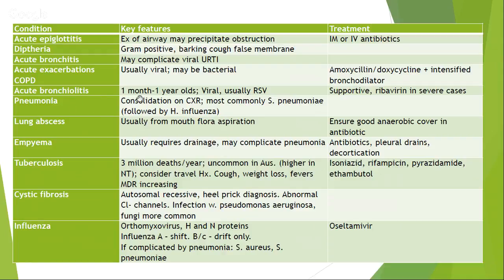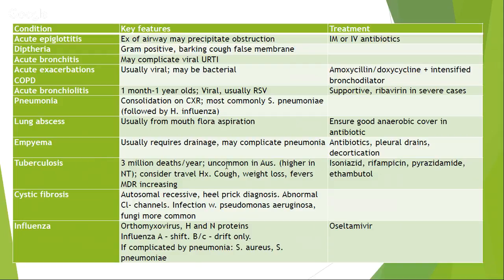Acute bronchiolitis is only in children and neonates, so about 1 month to 1 year, and it's usually respiratory syncytial virus. Pneumonia consolidation will appear on chest x-ray at some point in the presentation, and that's sort of the cardinal sign, and it's most commonly Streptococcus pneumoniae. Empyema will usually require drainage and might complicate another infection such as pneumonia.